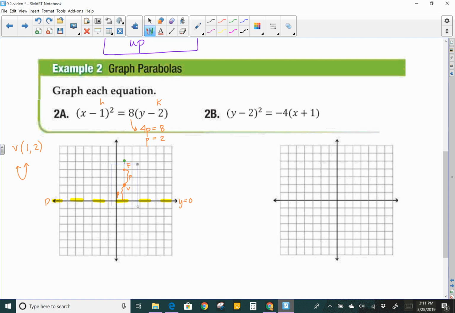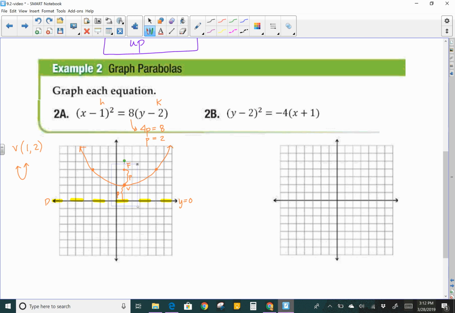Okay, so what else? We said that's the lattice rectum. That's the width of the parabola through the focus. So from my focus, I'm going to go 1, 2, 3, 4 units this way. And 1, 2, 3, 4 units that way. And that is what I'm going to do to graph. And that's all you got to do.